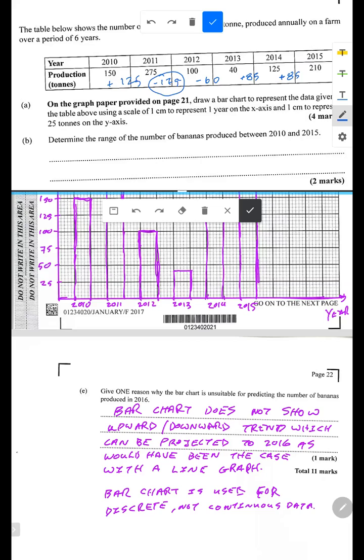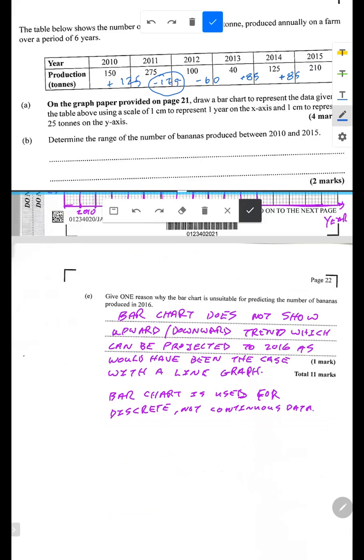All right, so basically that is it. If we wanted to know what the production in 2016 would have been, and we wanted the statistical diagram to help us, the one that would help us would be the line graph. But they decided to draw a bar graph with this data. All right, so basically that is that. All right, so next question.